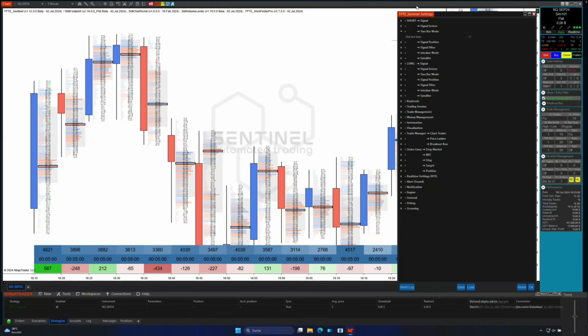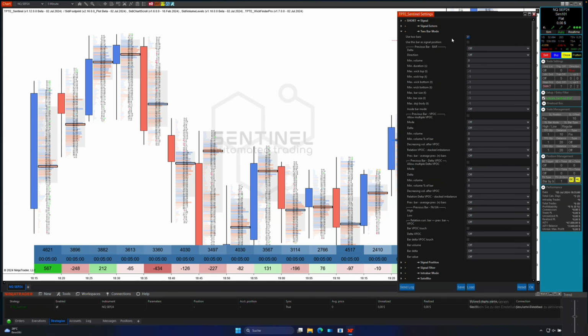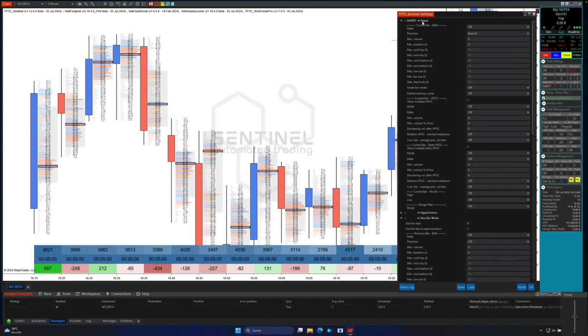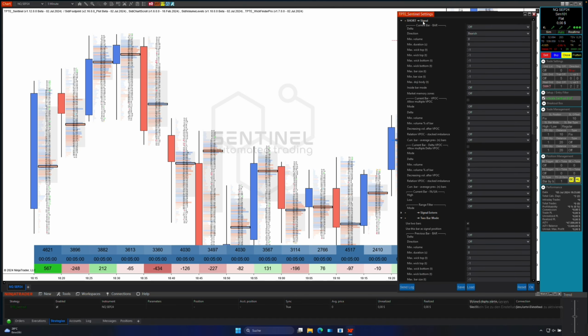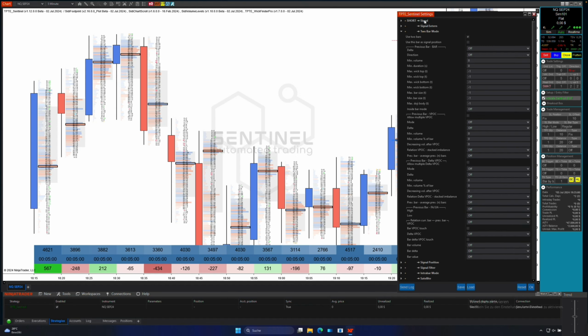Next, let's take a look at the toolbar mode area, a very exciting function, which gives us very flexible options. If I activate it here, we get the same settings that we already know from the signal section. However, we see that the current bar is always meant in the signal section, and here, the previous bar is always meant. How is this to be understood?